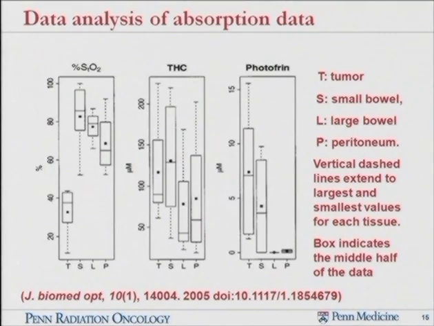And here is the result for various different tumors, small bowel, large bowel, peritoneum. And you can see some kind of a distribution for oxygen saturations and total hemoglobin concentrations, and also a various distribution of the drug uptake. In this case, photofrin is used.